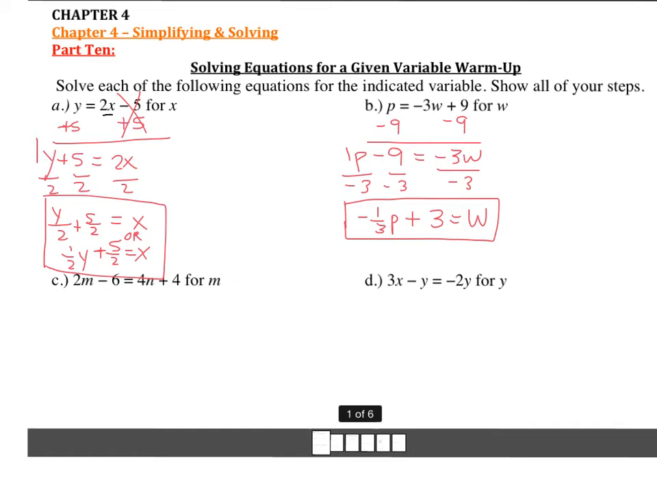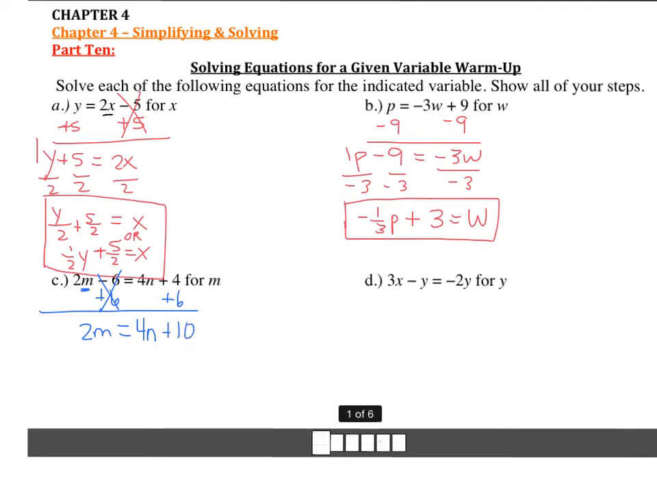Letter C says 2m minus 6 equals 4n plus 4, and we're asked to solve for the m. So I want to get that by itself, so I need to move the 6 to the other side. So I'm going to add 6, so you'll have 2m, negative 6 plus 6. Those are gone. I bring down equals. I have 4n, and I had a plus 4, so I can add 6 to that since they're both constants and have plus 10.